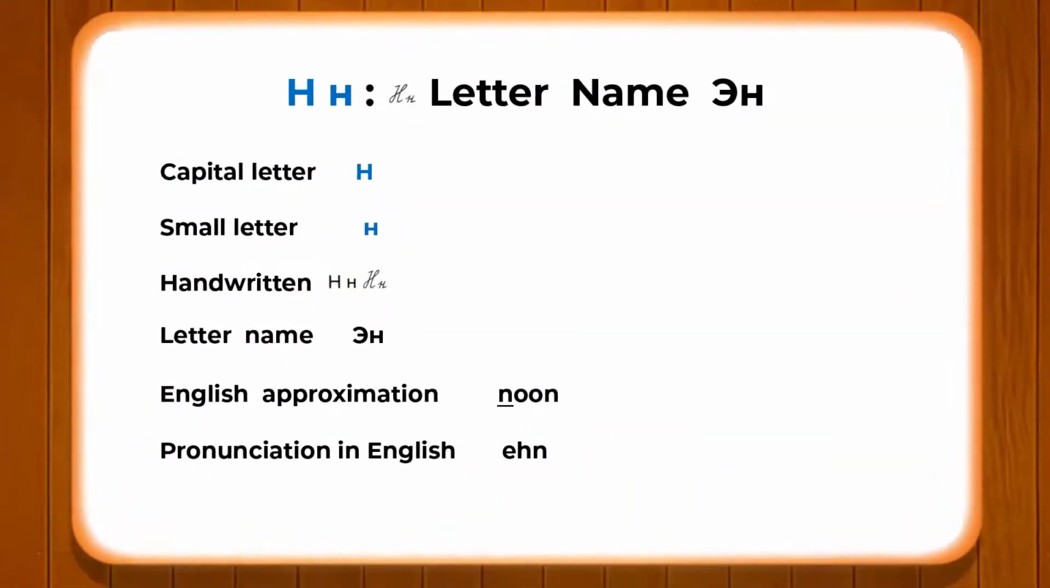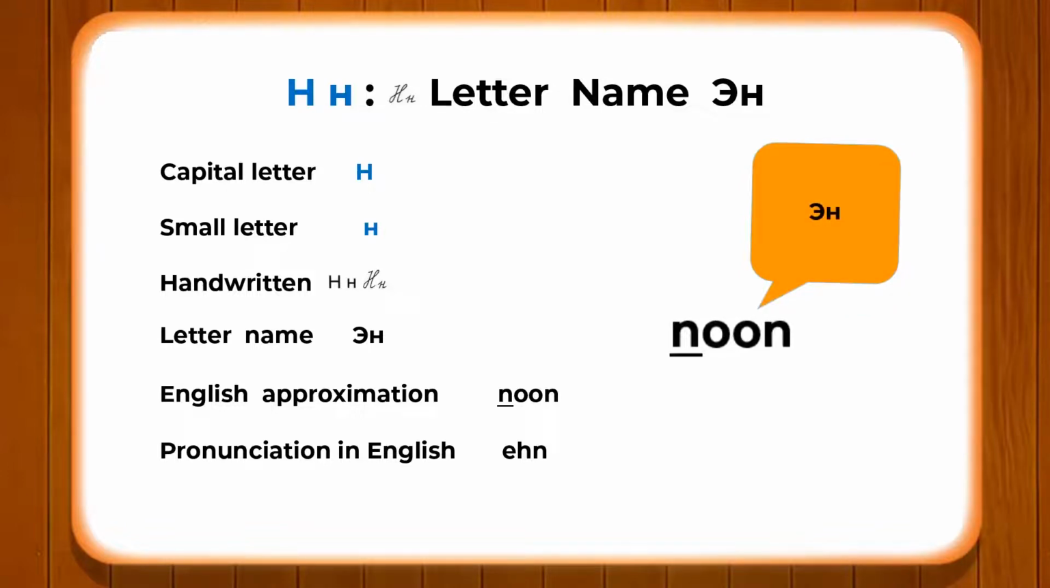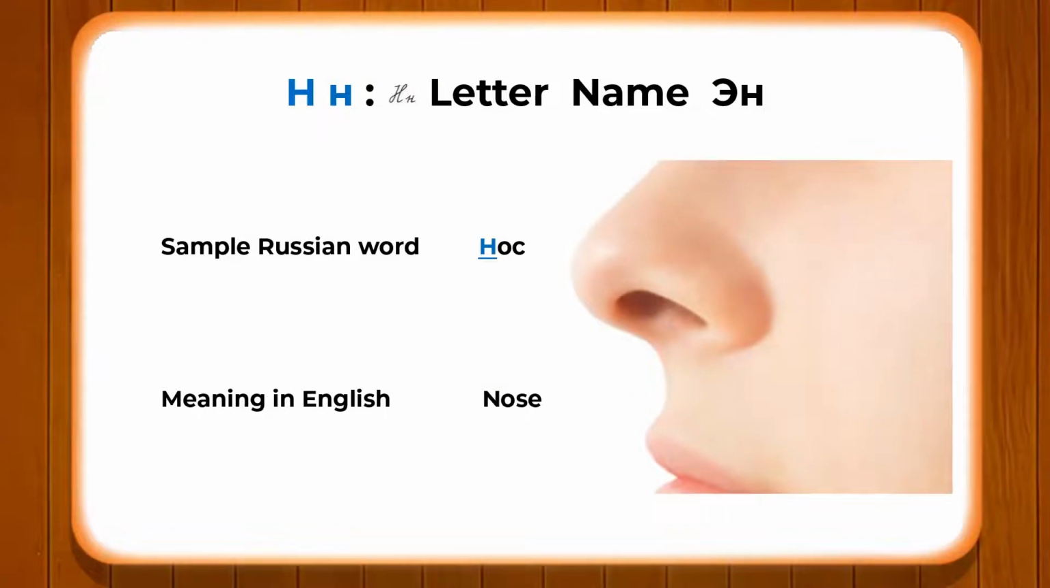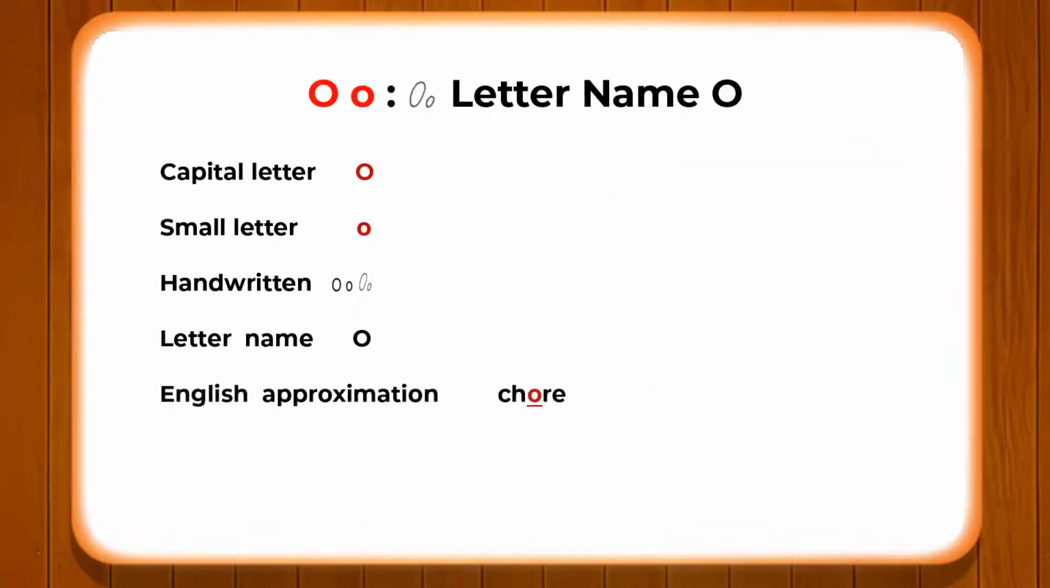Now, we will see the letter whose name is N. How do we pronounce it properly? We have another English word for approximation, we will use N as in noon. The sample Russian word we have here is nos, which means nose. We will go to the next letter now.